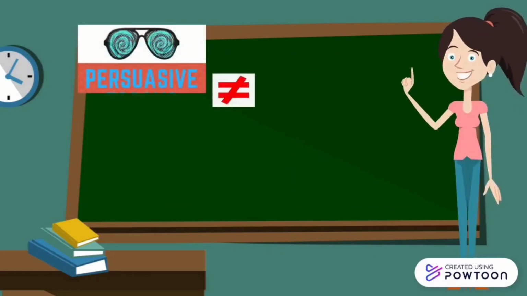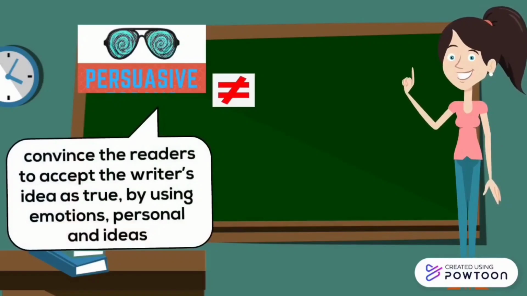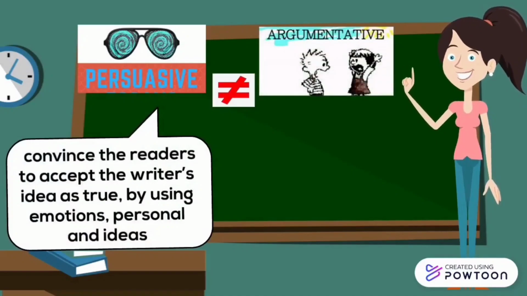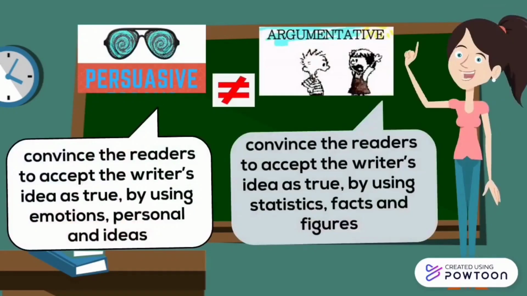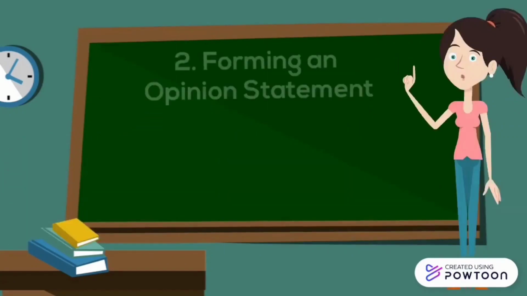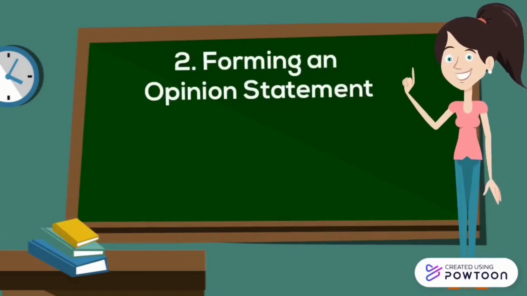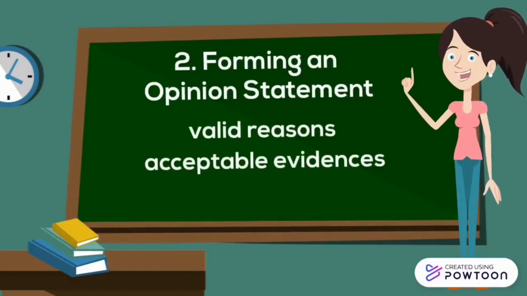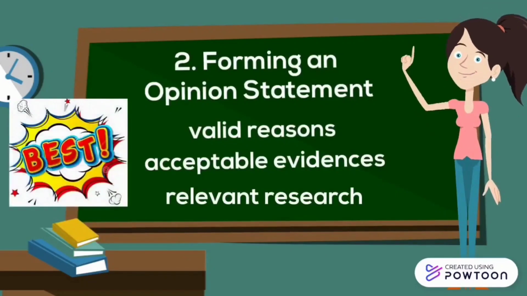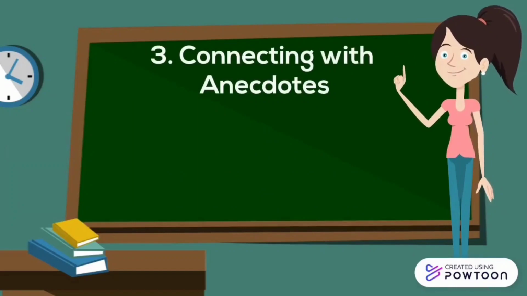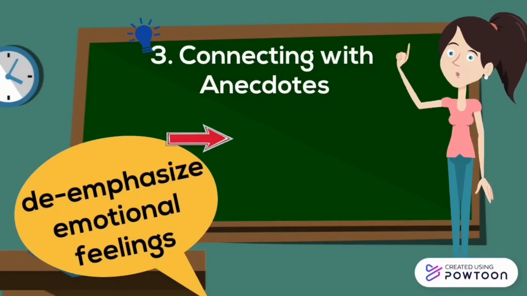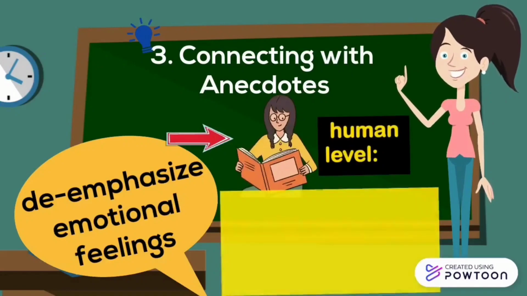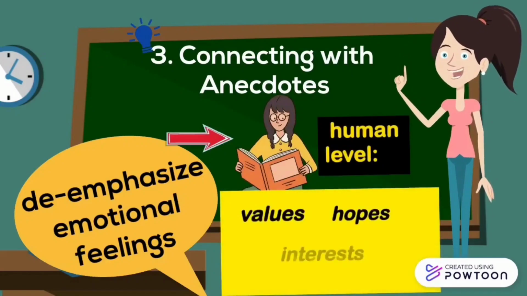Persuasive writing is to convince the readers to accept the writer's idea as true by using emotions and personal ideas. While argumentative writing is to convince the readers to accept the writer's ideas as true by using statistics, facts, and figures. Second, in forming an opinion statement, it should be valid, acceptable, and relevant to make it best. Next, connecting with anecdotes. Though argumentative writing de-emphasizes emotional feelings, do not forget to consider the reader's human level, such as values, hopes, and interests.